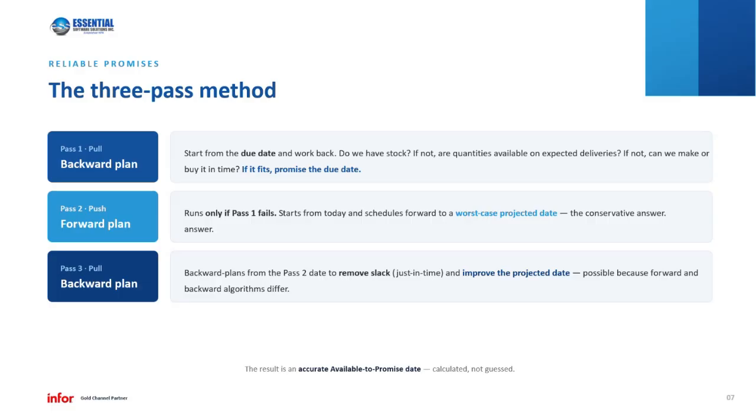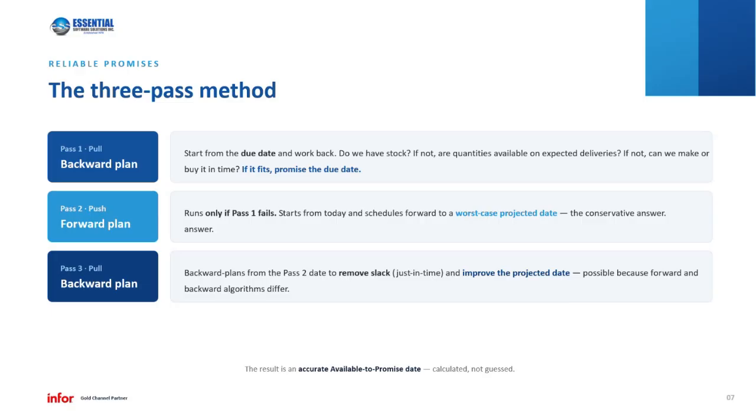If a start date lands in the past, that will trigger the second pass of the planning and scheduling method, pass 2. That's a forward plan, a push plan from today's date to provide a realistic worst case projected date. So that means that it will take a start date of today. It will count forward, not necessarily minimizing slack or anything like that, and it will calculate a worst case scenario of a finish date and determine what that projected date would look like.